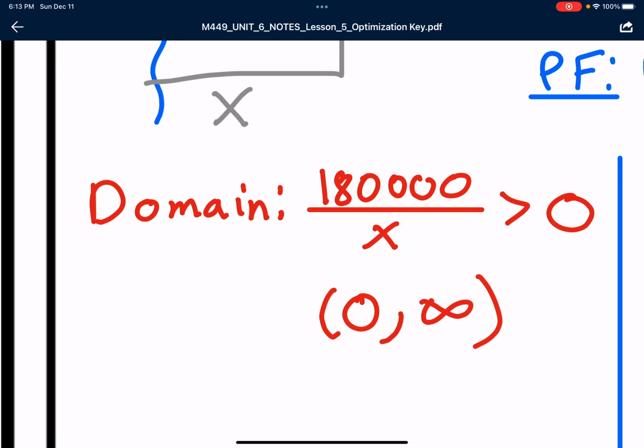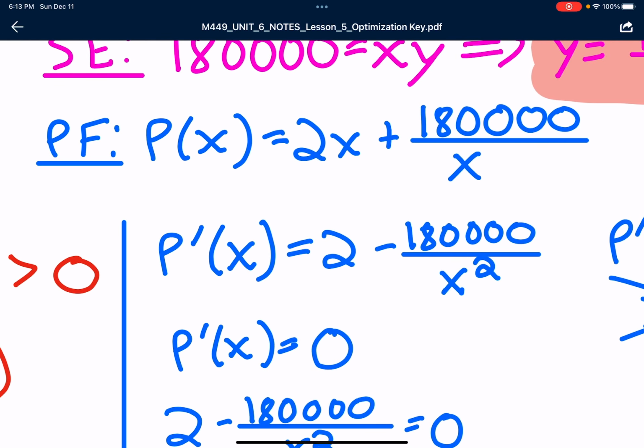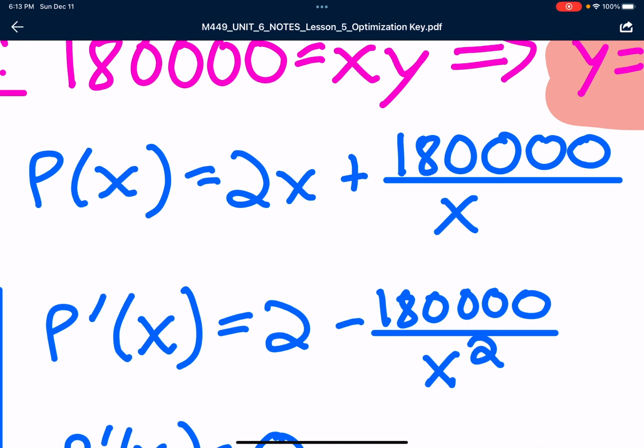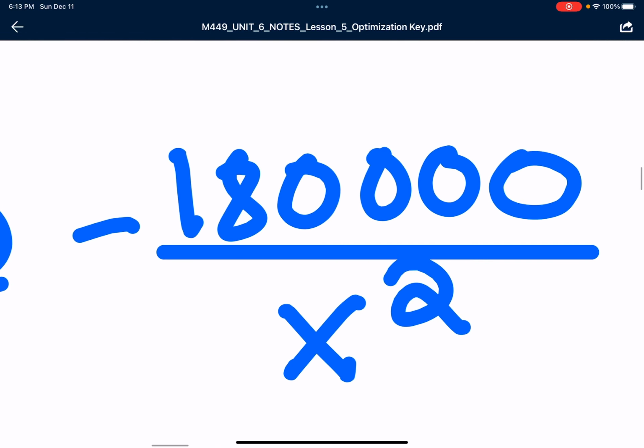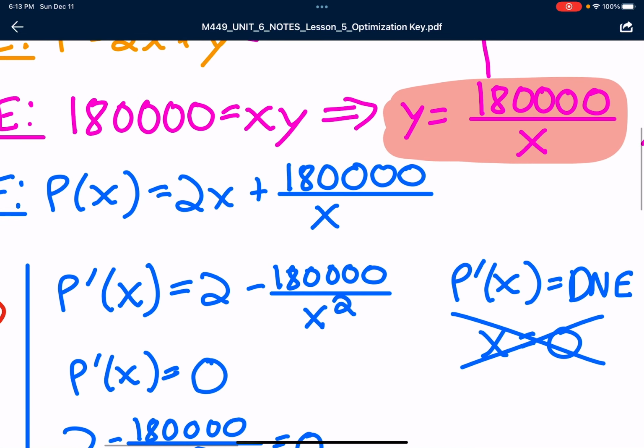Okay. So now that we've established that, let's go ahead and find our critical numbers. So first thing we need is the derivative. So p prime of x is 2, right? And then 180,000 x to the negative first, if I rewrite that, just go ahead and do power rule, would give me minus 180,000 x to the negative second. And then I went ahead and rewrote it. You know, we're going to have to solve some equations, right? We're going to have to set it equal to 0. We're going to have to set it equal to does not exist.